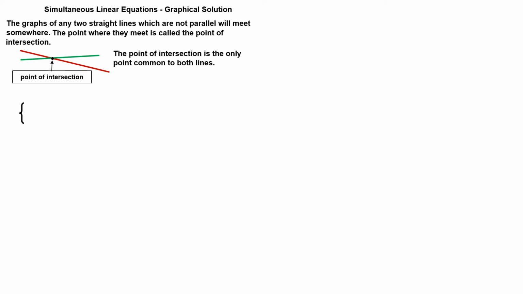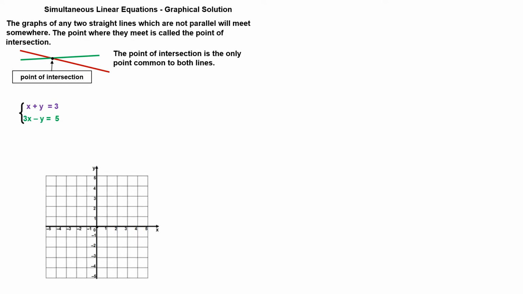Now look at the system of linear equations. These two equations are both equations of straight lines. So let's graph them. Make the y the subject and identify the slope and y-intercept in each equation. Take the first equation. Make y the subject. The y-intercept is 3.